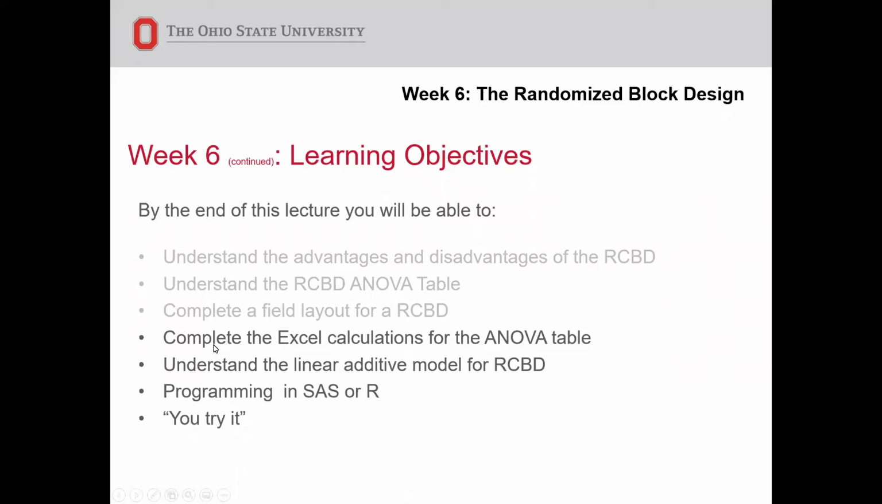In this lecture, we're going to continue with some of the mathematical calculations that underpin the ANOVA table, and we will have the opportunity to do those yourselves during the recitation. Then we will look at the linear additive model for the randomized complete block design. We'll look at some aspects of programming in both SAS and R, and then a couple of calculations, some scenarios where you can try it yourselves.